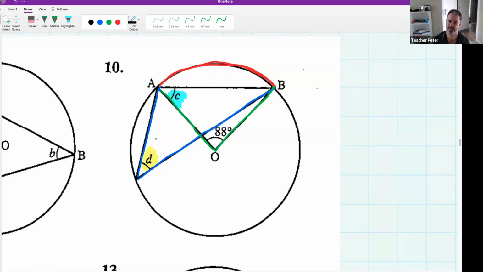Callan, I agree with you. Can anyone else see what Callan is saying? If the angle at the center is 88, the angle at the circumference is going to be 44. So D is going to be 44. Now, if that is 44, that's very helpful. So I can say D is 44, but what about the C sitting up here?